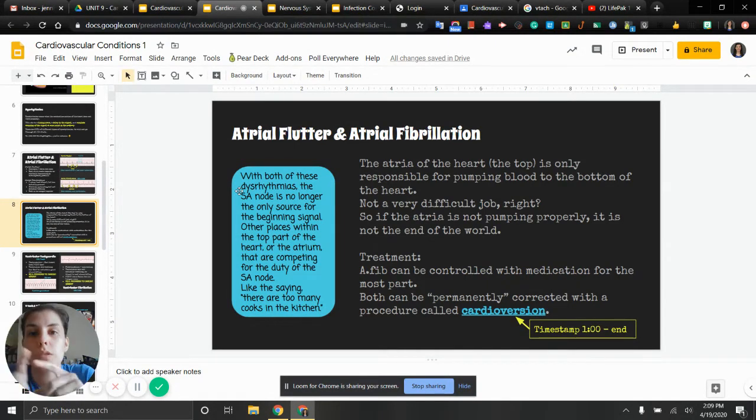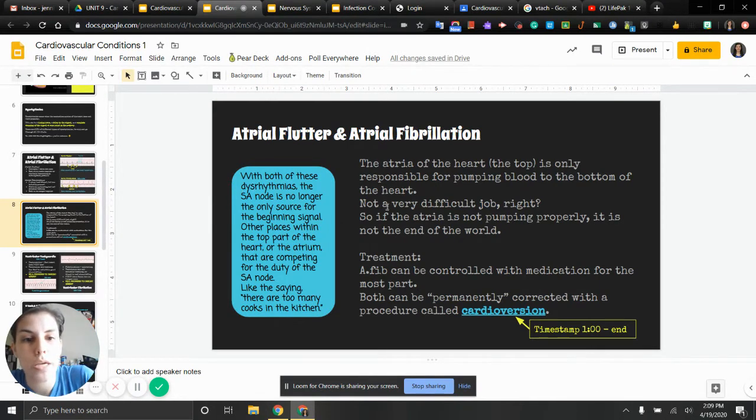Okay, with both of these rhythms, we have multiple things within the top of the heart that are telling the heart to beat. So you have multiple people basically trying to tell the heart when to beat. So like the saying, there's too many cooks in the kitchen. There's too many signals going out telling the heart to beat, and the heart really doesn't know which one to follow. So it kind of just will listen to one of the signals every once in a while, which kind of leads to these weird heartbeats.